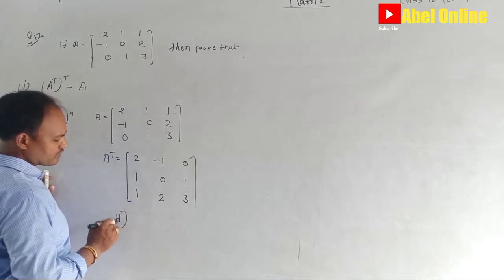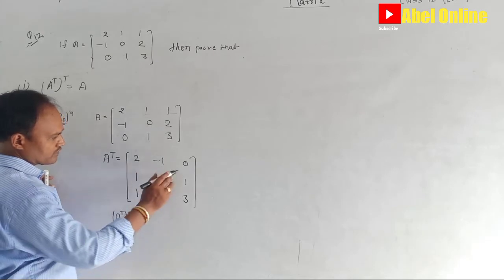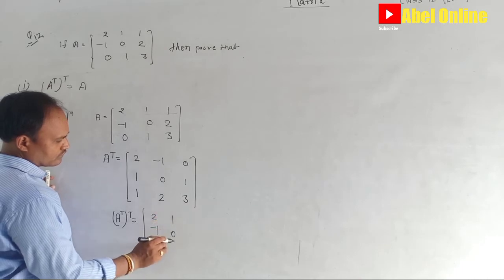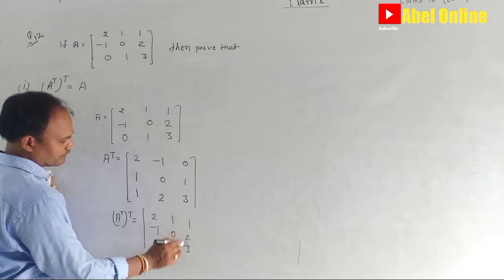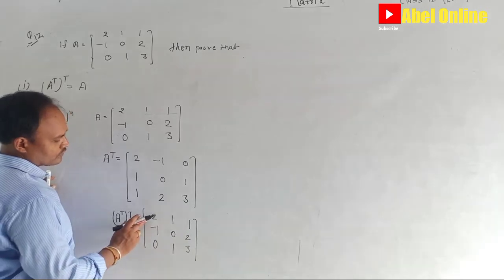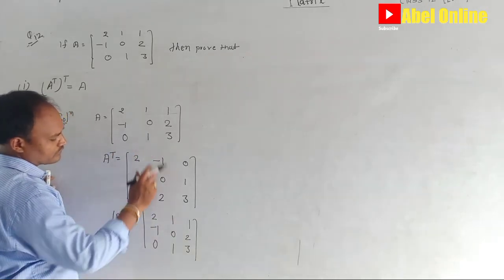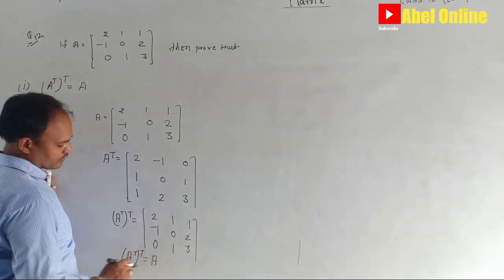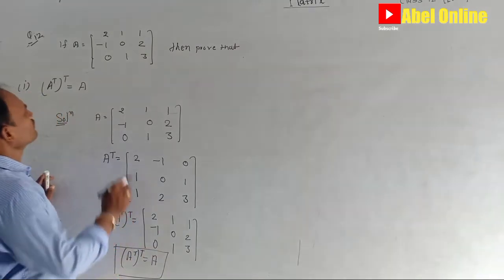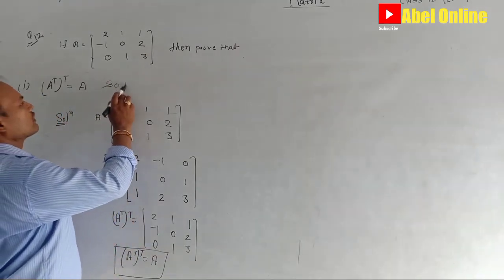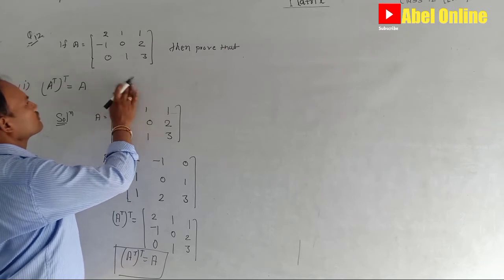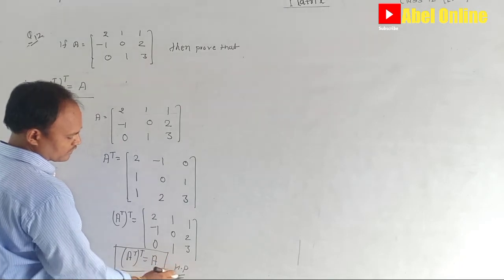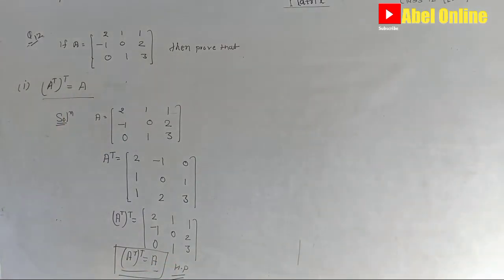What about A transpose again? Just convert row to column: 2 minus 1 0, 1 0 1, 1 2 3, which is 2 1 1, minus 1 0 2, 0 1 3. So (A transpose) transpose equals A. So it is a symmetric matrix, hence proved that (A transpose) transpose equals A. Okay, so it is sufficient. So this is your question number one.